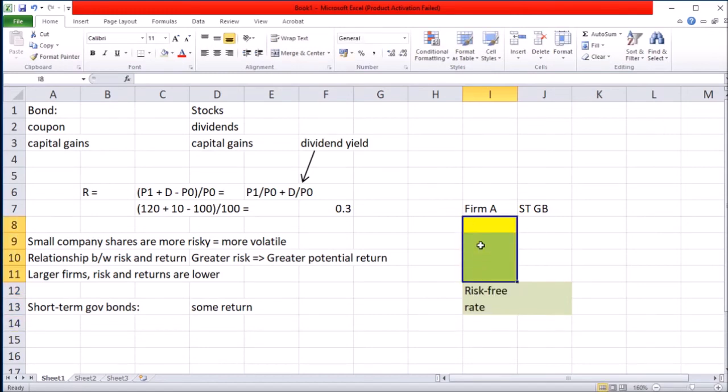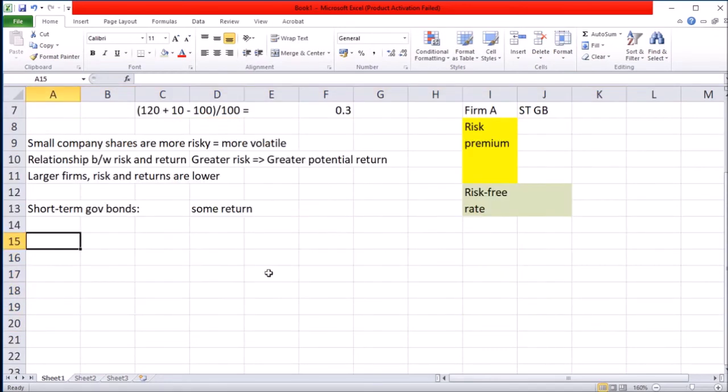While this difference, the yellow area, the extra 4% for holding risk, also has a name, and that is a risk premium. Okay, so with a little bit of theory out of the way, let's do some calculations. First thing I want to show you here is how do we measure risk? We measure risk using volatility and standard deviation.